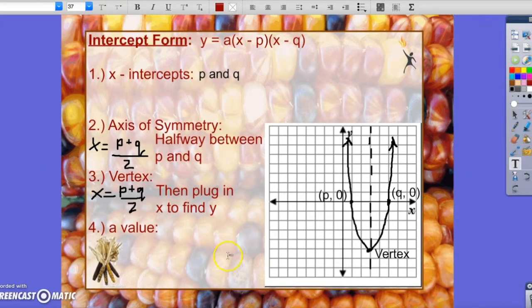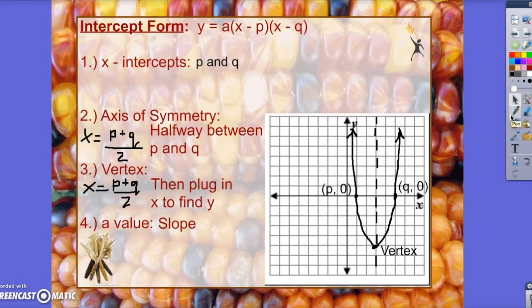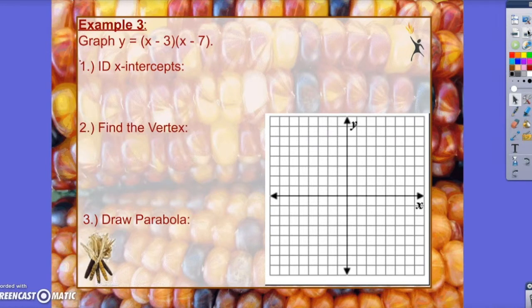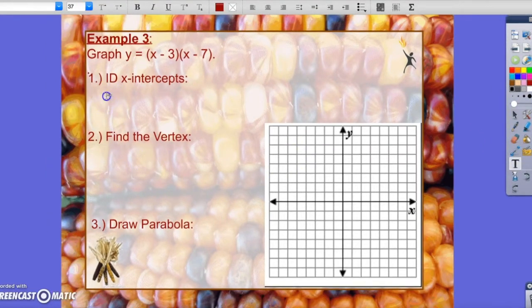The A value, once again, hopefully you know this by now. We don't talk about it too much here in the last method, but the A value is the slope. A is always slope for all of these. So it's a little bit backwards because we're finding the actual endpoints first, and then we are finding the vertex. Once again, I think the math or solving for this method is the easiest out of all of them.